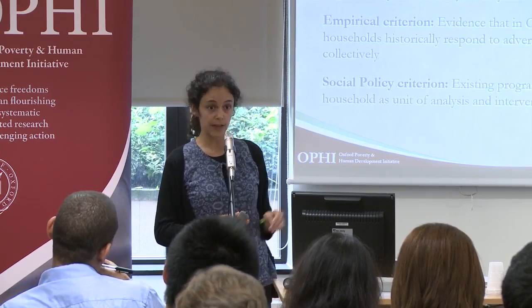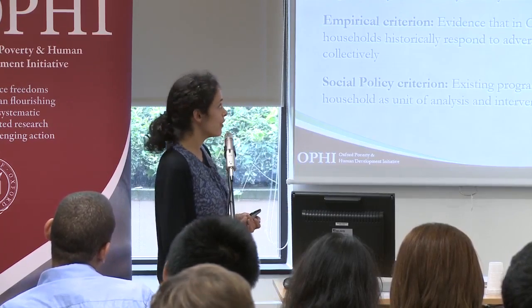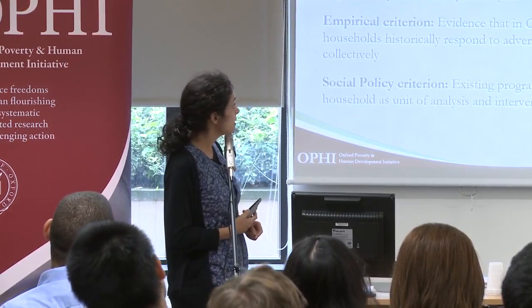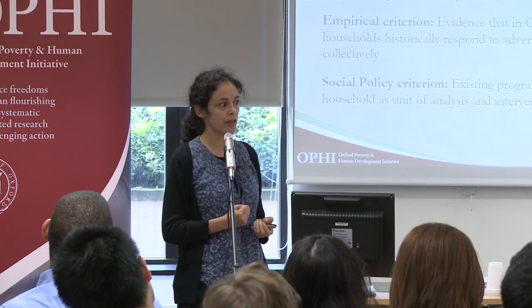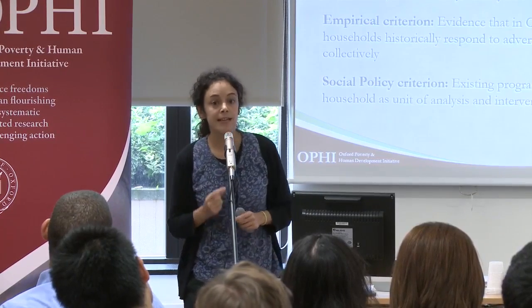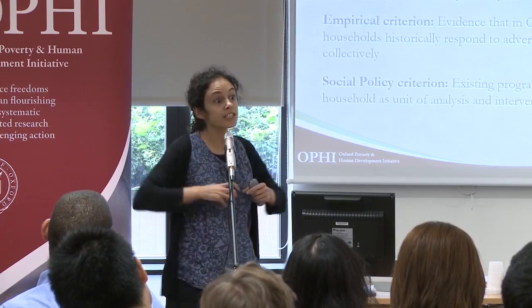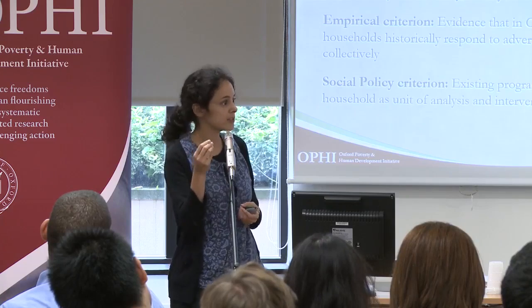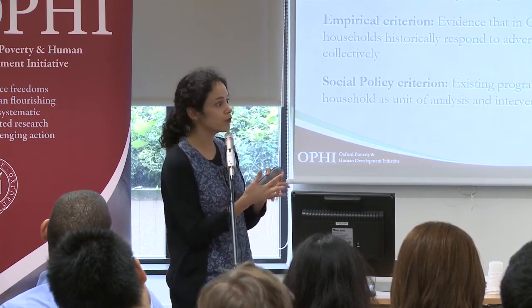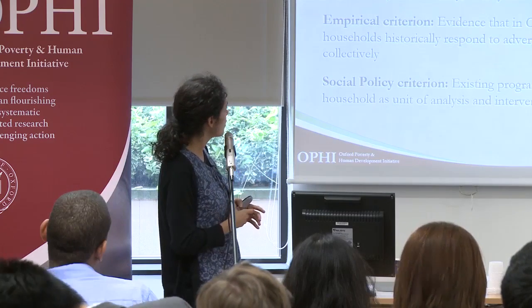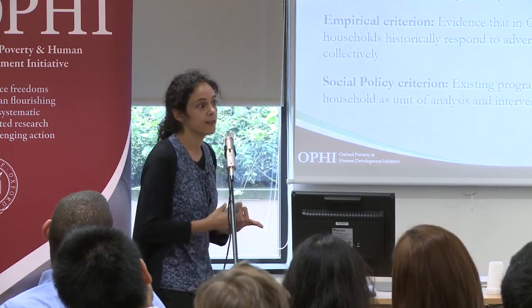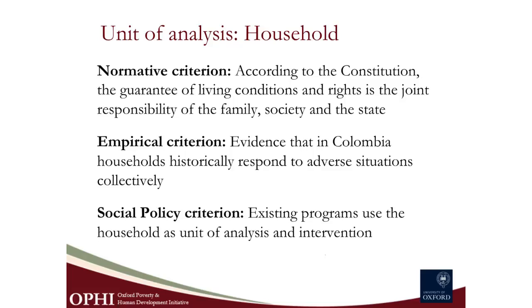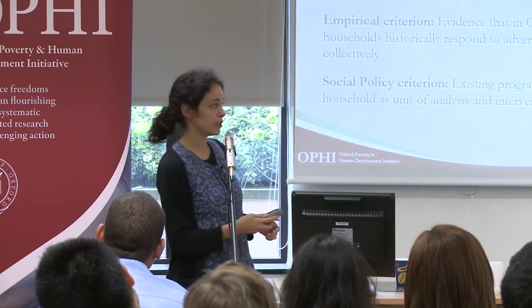Why? They use three criteria. A normative criterion: according to the constitution of Colombia, the guarantee of living conditions and rights is the joint responsibility of the family, the society, and the state. So they thought the family is a relevant unit of analysis. They also had empirical evidence that, historically, fighting adverse conditions was done at the household level. Individuals don't face catastrophes or crises individually; it's the household that responds jointly. And last, social policy. Most of their programs, Familias en Acción, Unidos, all the programs to tackle poverty, also target the household level. So they also have the household as the unit of reference.